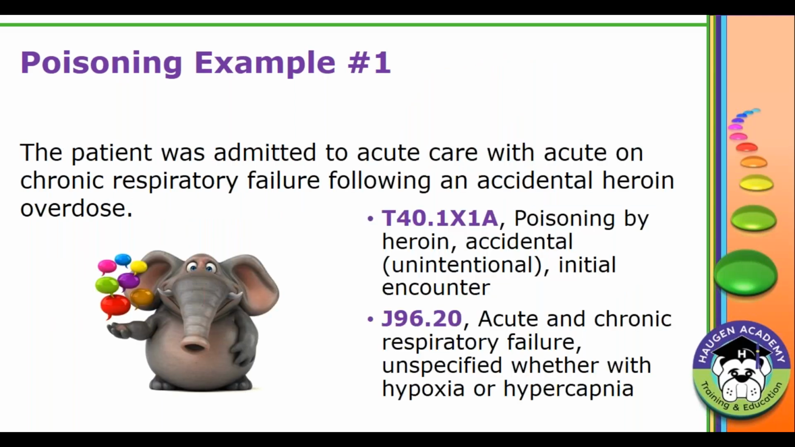So we have a poisoning example: a patient admitted to acute care with acute on chronic respiratory failure following an accidental heroin overdose. And this patient has a poisoning code that is sequenced first. Remember, poisoning codes go first. The 7th character is A because this is his initial encounter for treatment of this particular condition. And then the acute on chronic respiratory failure is a secondary diagnosis.